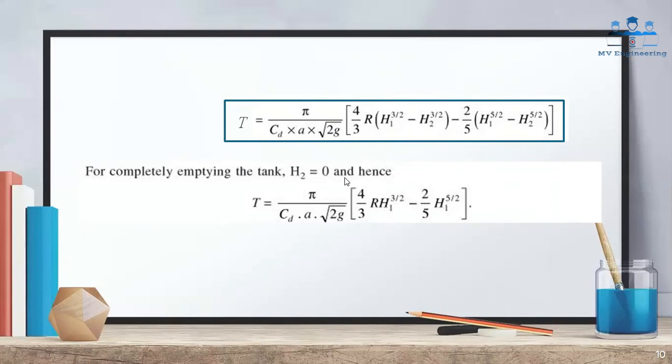For completely emptying the tank, the equation will be more simplified. When h2 becomes equal to 0, we have the time equation equal to pi by CdA root 2g into 4 by 3 R h1 raised to 3 by 2 minus 2 by 5 h1 raised to 5 by 2. These are the two equations for time for emptying a hemispherical tank.